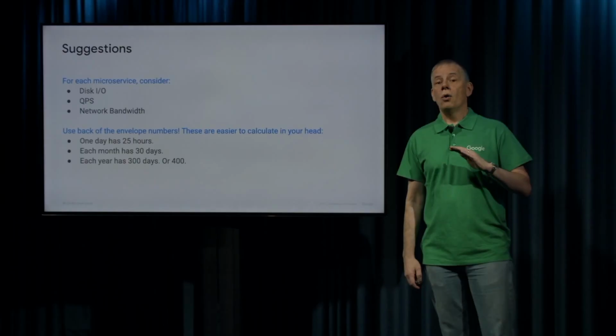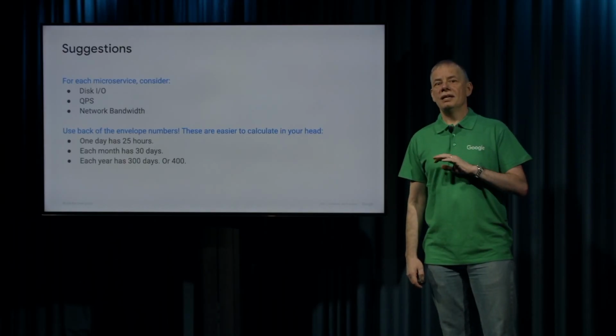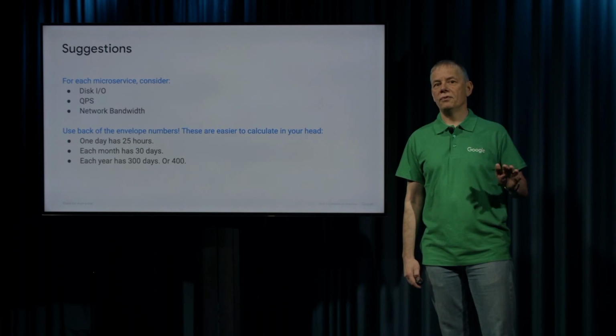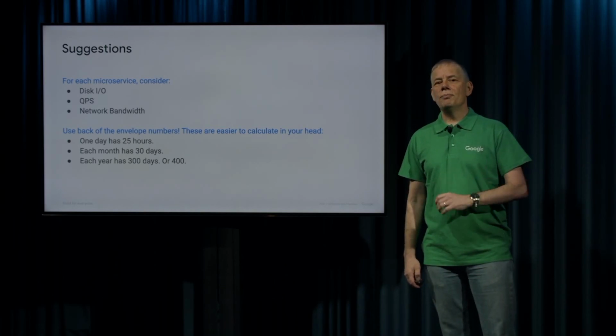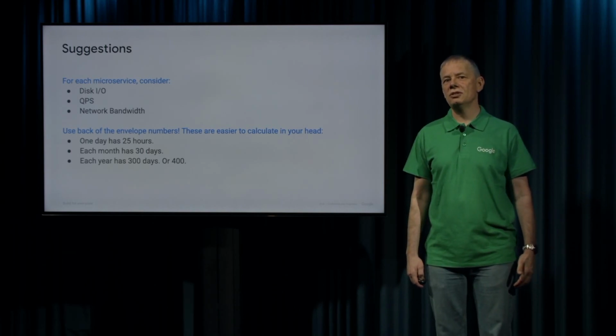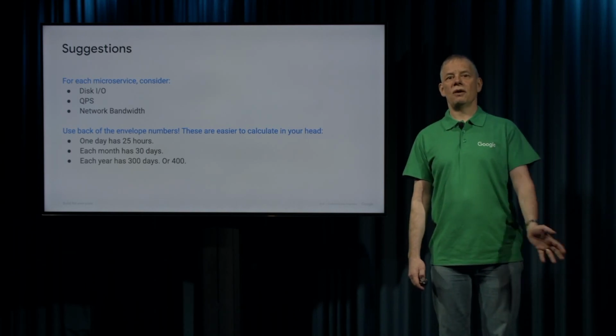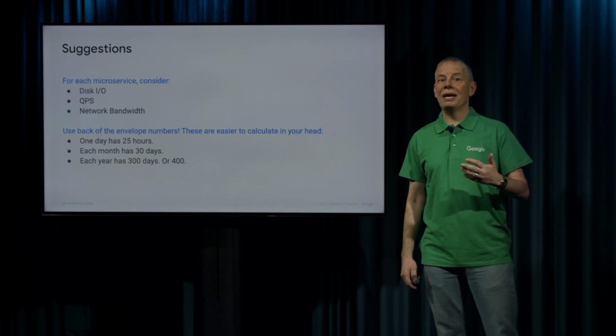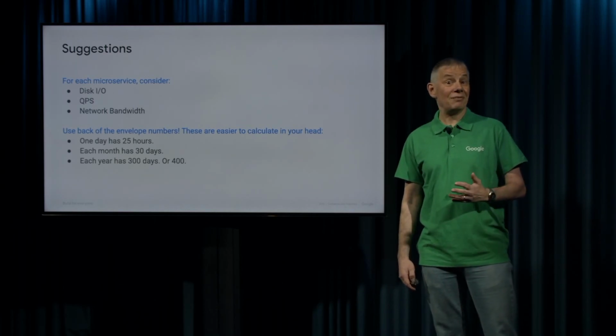So rounding up or down a little is totally fine. A month has 30 days, and a year has 300 days, or maybe 400, just depending on how easy it is for you to calculate. Also, when you do capacity planning, it is easier to use rounded off numbers. And when you do math using a calculator instead of back-of-the-envelope calculations, don't keep 7 digits of precision, because your input data isn't that precise to begin with.